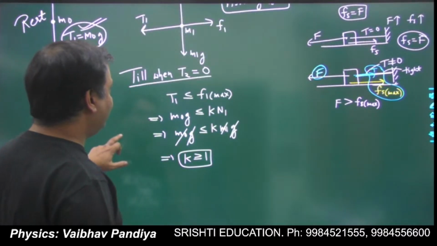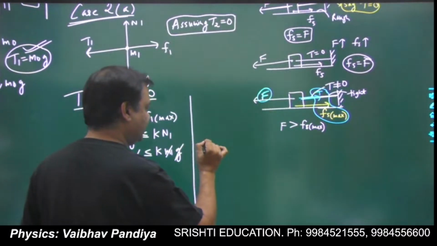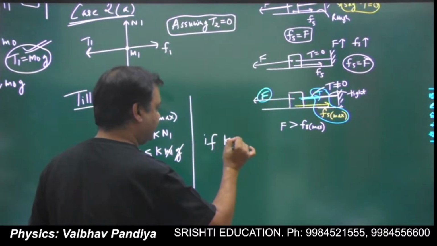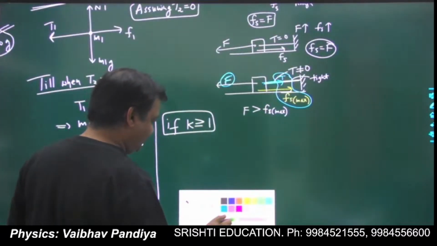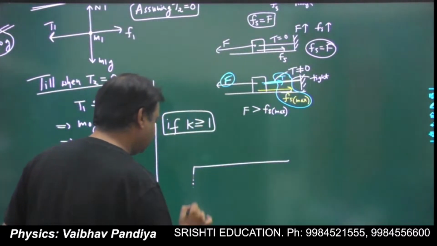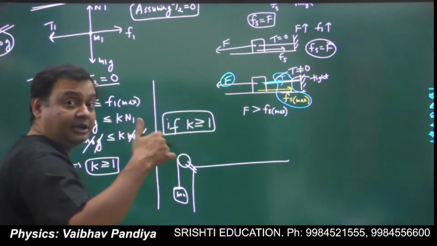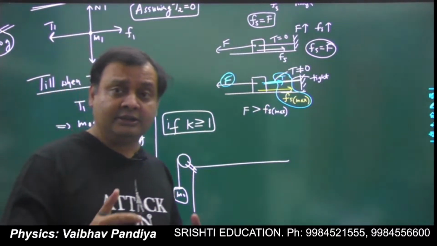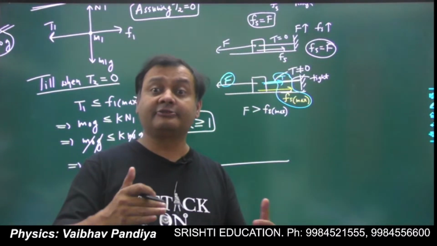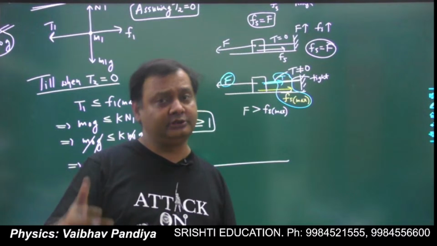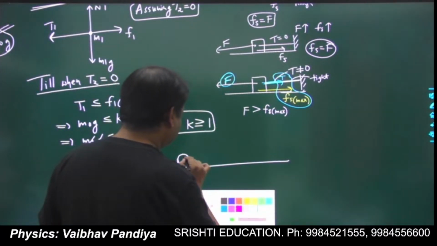So we got case 2a if k is greater than or equal to 1. If k is greater than or equal to 1, then what will happen? And don't think that k can't be greater than 1. Many students think the coefficient of friction will always be less than 1. No, that is not the fact. There are materials which have a coefficient of friction greater than 1. This we have covered in the fundamentals. So k can be greater than 1.